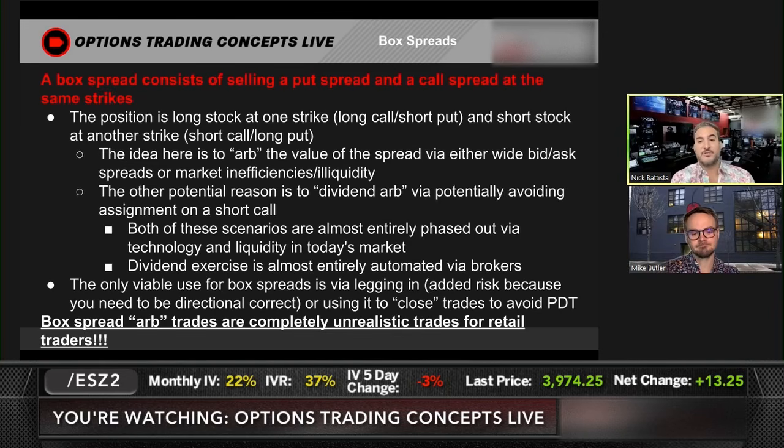The other potential reason is to dividend arb via potentially avoiding assignment on the short call. So the thinking here is that you sell this in the money call or this in the money spread for more than the width of the box, so it has some perceived free value to it. You avoid the dividend and you keep that value because you close it the next day for parity, and you kind of arb that value. Both of these scenarios, technology has taken that out of the equation, right?